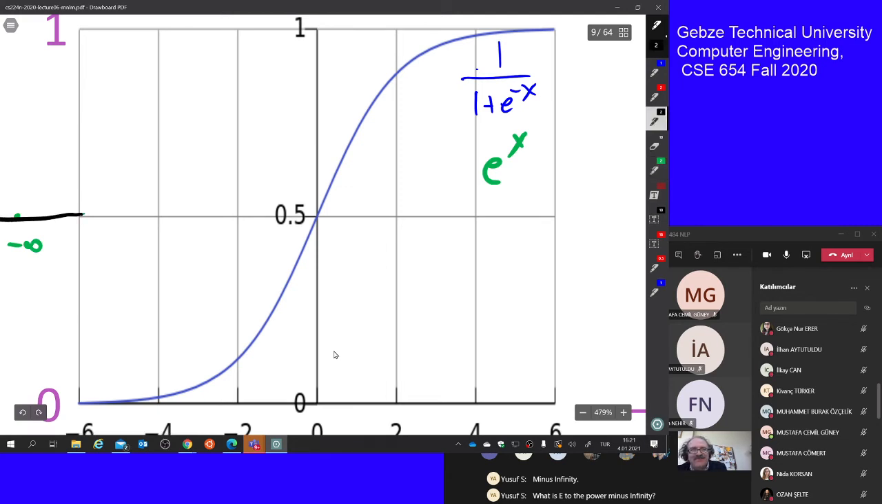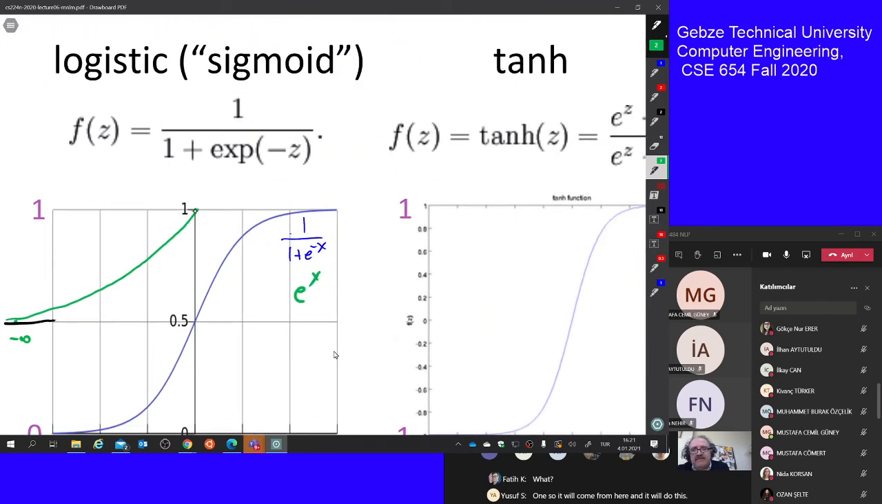You guys don't know? Come on. What is any number to the power minus infinity? 0. Exactly. So e to the power minus infinity is 0. What is e to the power 0? 1. So it will come from here and it will start increasing like crazy and go away. Okay, so what is e to the power 1?